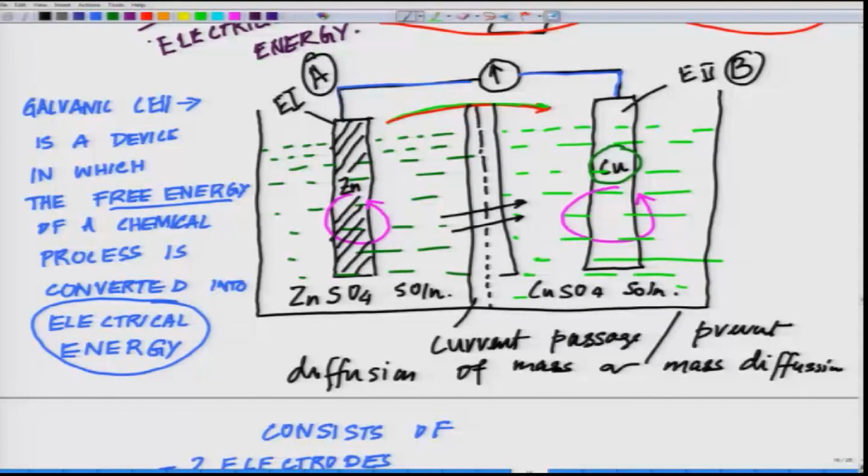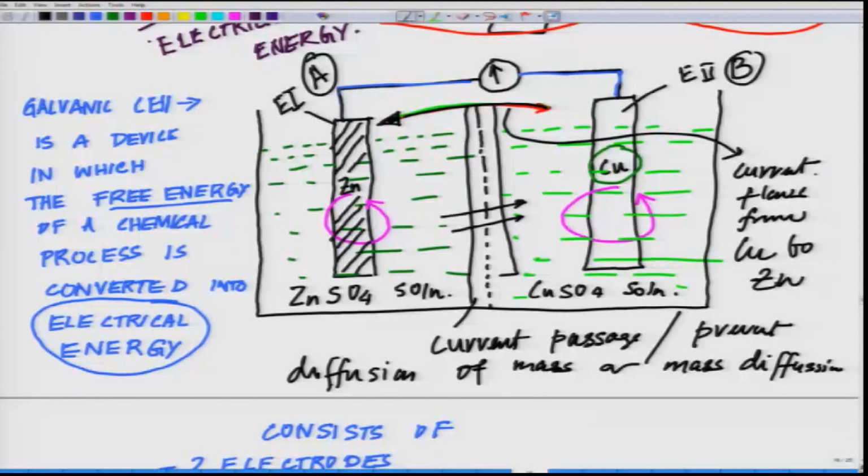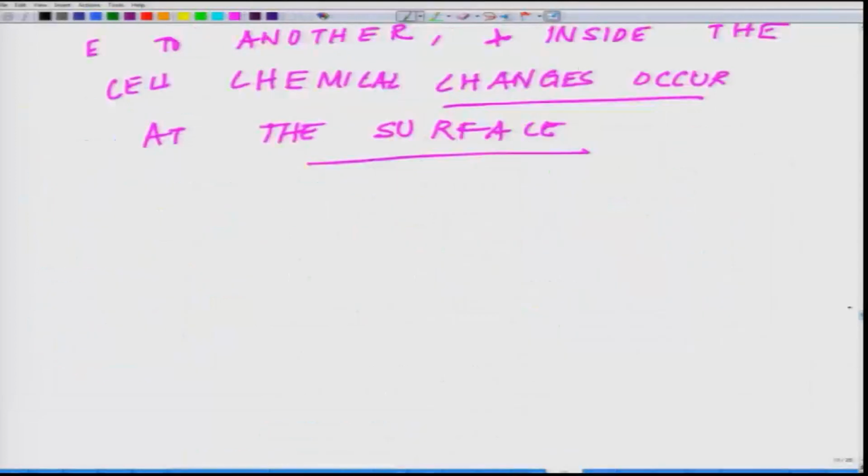When these are connected externally by a metallic wire, current flows from copper to zinc. Here we are giving the directionality, and why it is so, we will talk about. Current flows from copper to zinc through the wire. Copper is considered positive and zinc is considered negative. Why is it so?